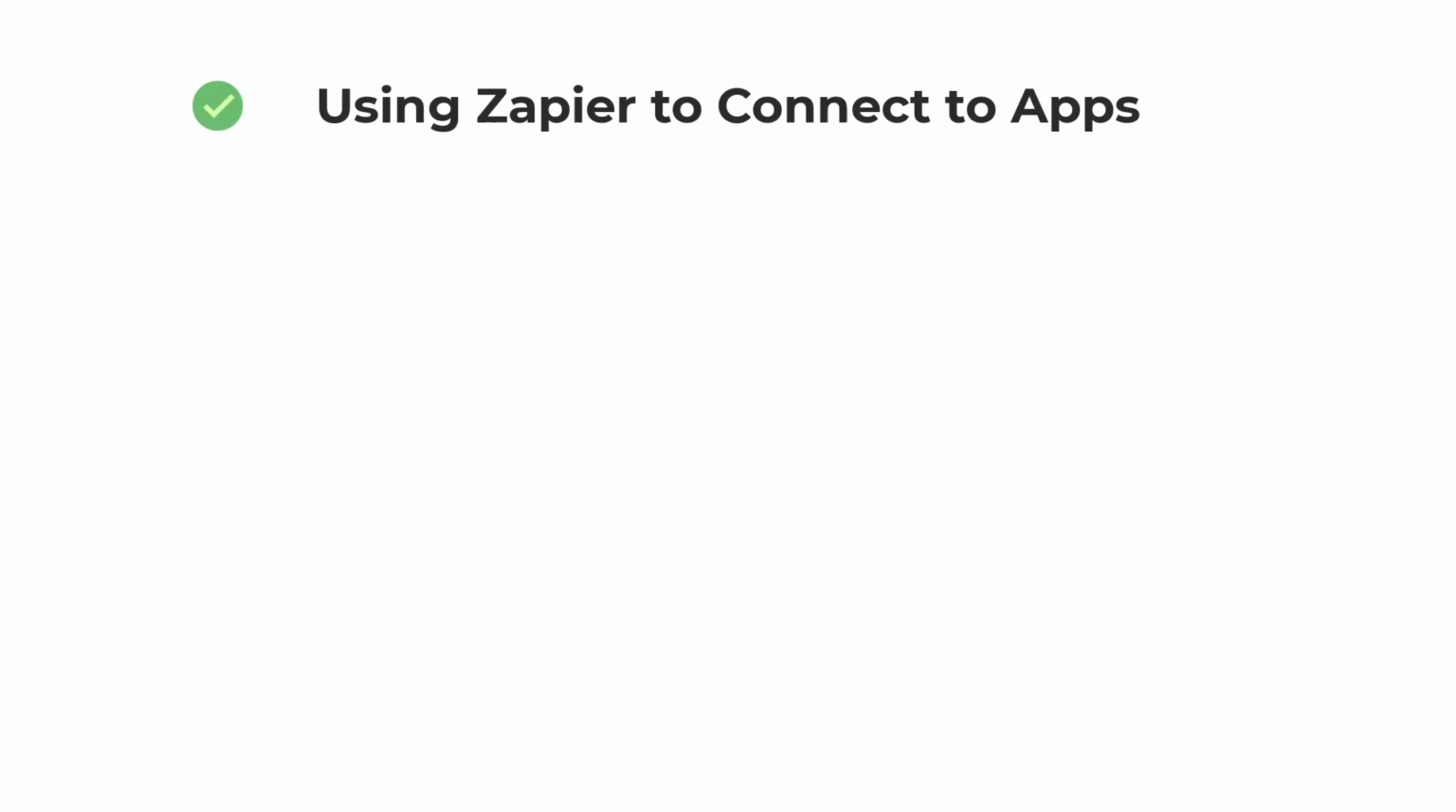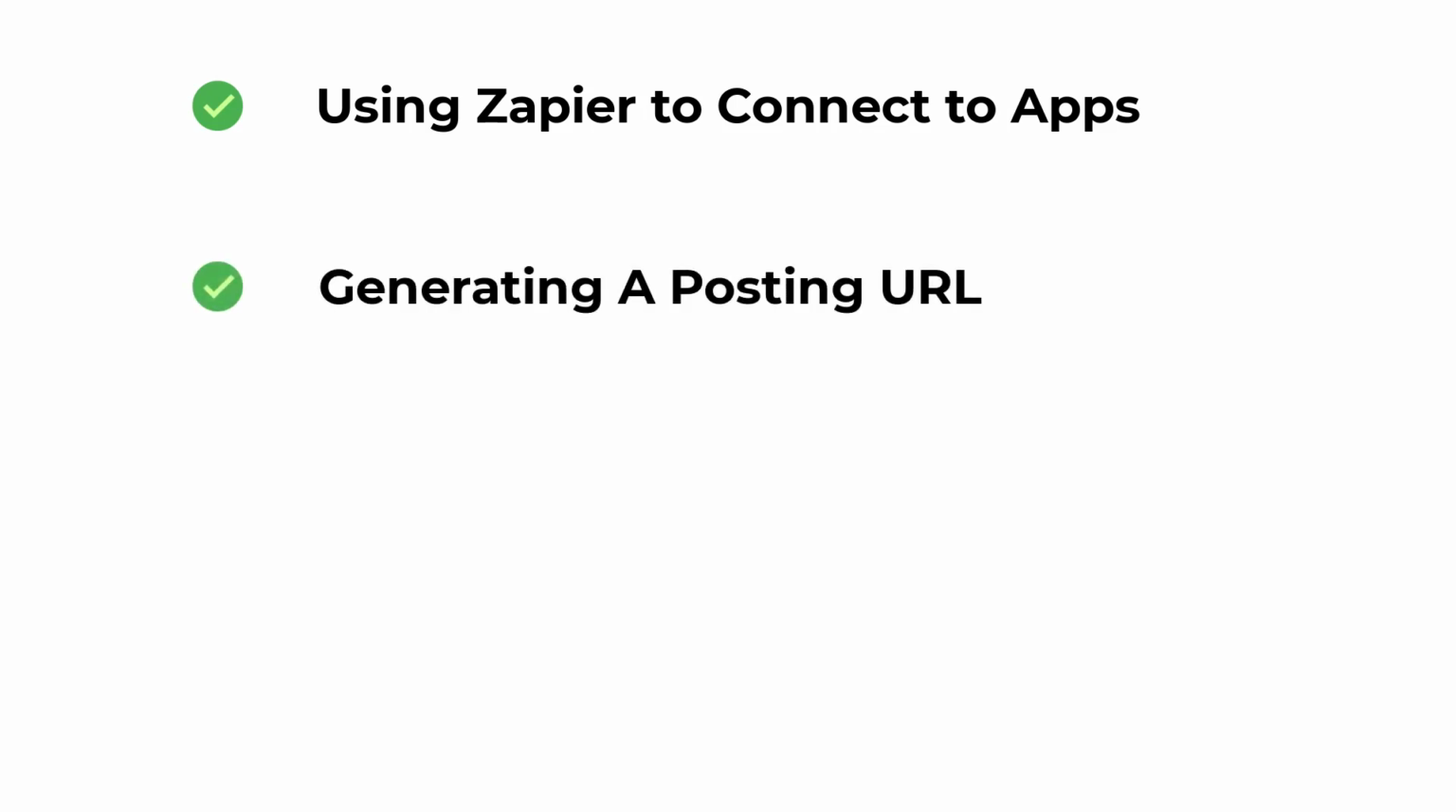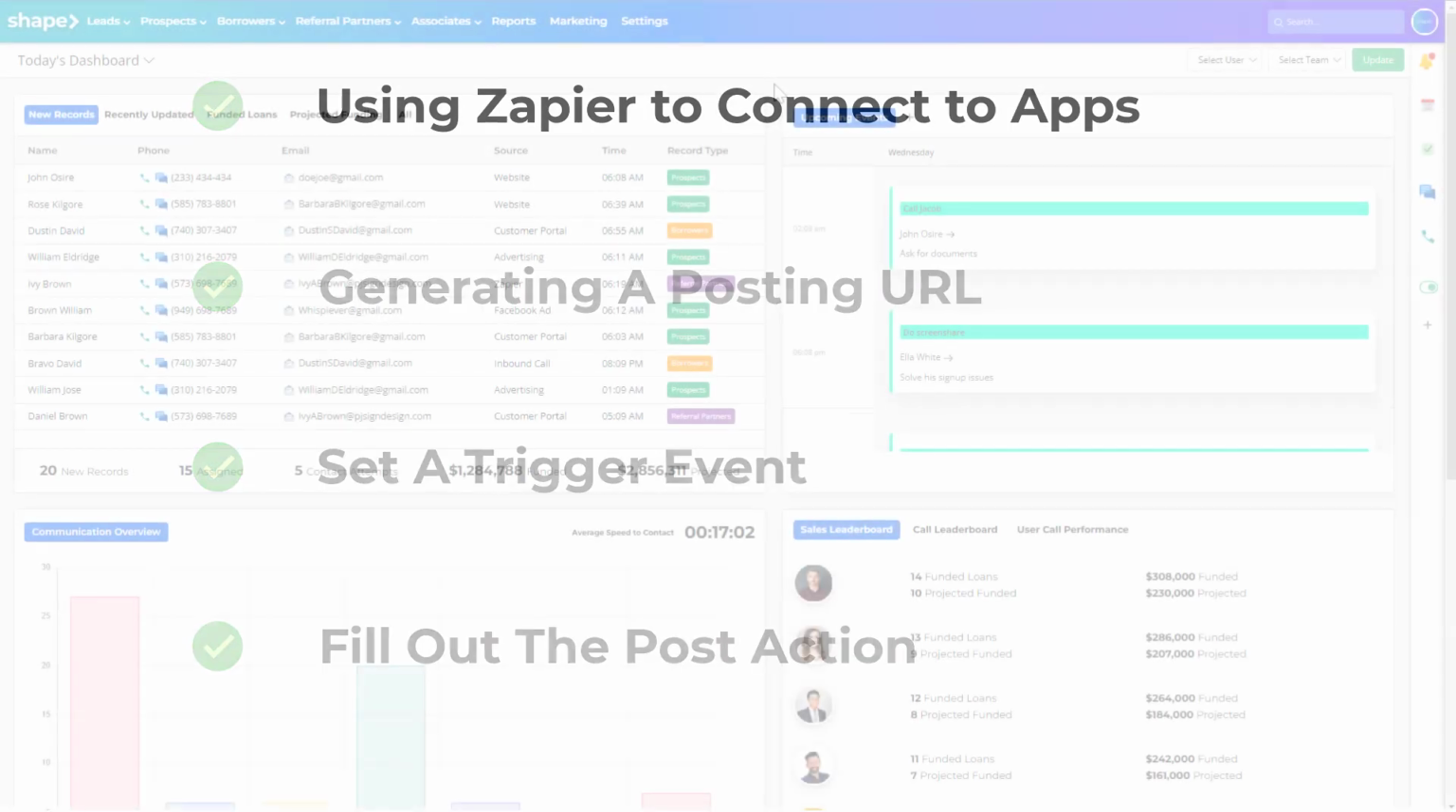In this video, we'll be demonstrating how to use Zapier Webhooks to connect your favorite apps to Shape. We'll demonstrate how to get your posting URL from Shape, set the trigger event in the application you are connecting, and how to fill in the post action.